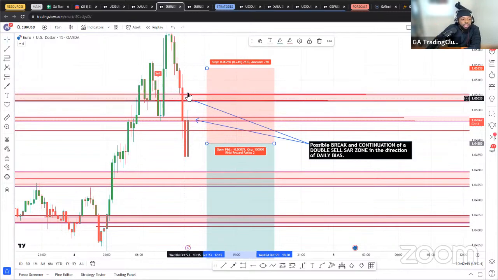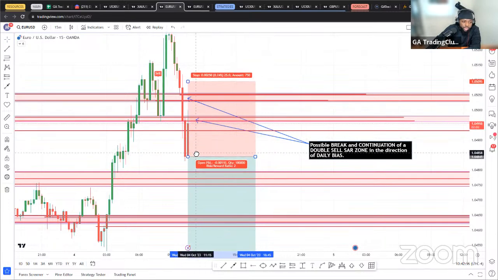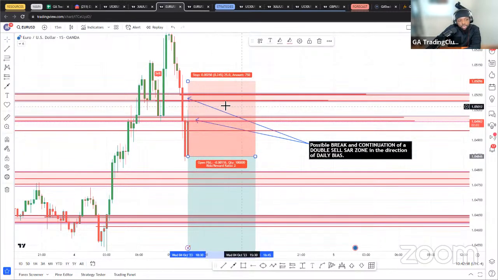So I look at the first one: is this a break? Did it break and close below? Yes. So that's my break candle. I look at the continuation candle. Did the continuation candle close below? Okay, so that would have been a sell on EU. Yes, I would have allowed my stop loss to be above this zone. And then that's when I say, do I want to enter the trade on impulse? Do I want to wait for retracement?